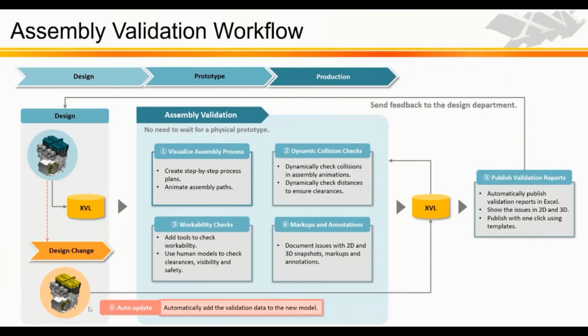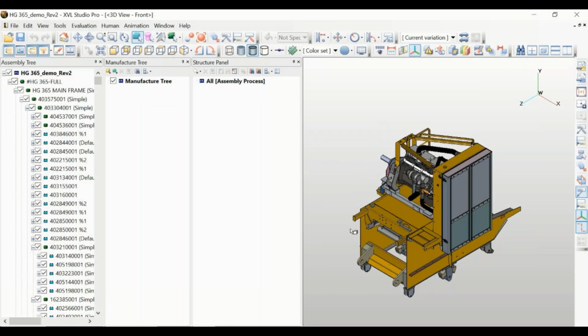When there's a design change, you can use XBL Studio's auto update function to automatically add all of the validation data to the new version of the model. Here's the next version of the model in XBL Studio. As you can see, when the data was converted from CAD, we got the EBOM, but there was no MBOM or process list.